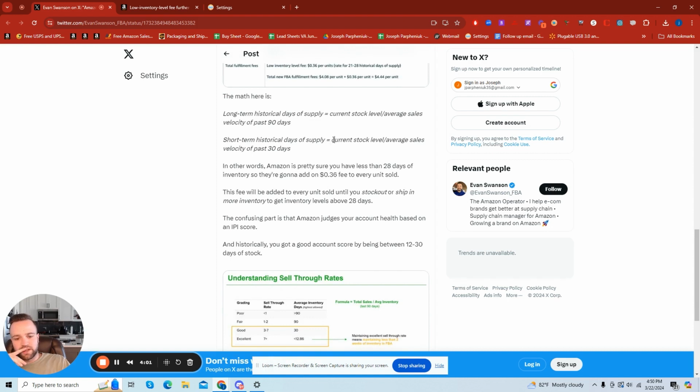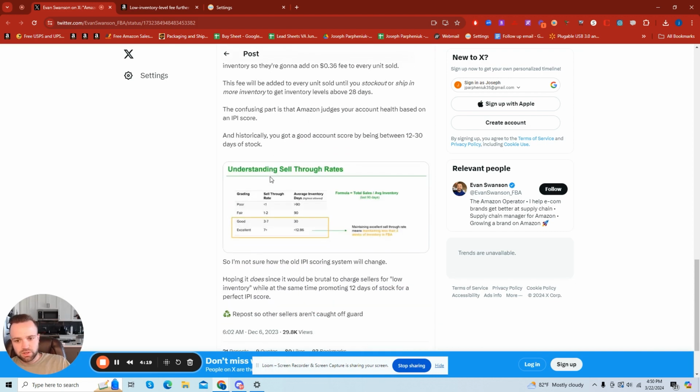But yeah, you can calculate it by your current stock level divided by your average sales velocity. So let's say you have a current stock of 28 and you're selling 1 per day. You'd be in that 28 days of historical supply right there. That's how that would be calculated with the percentage.